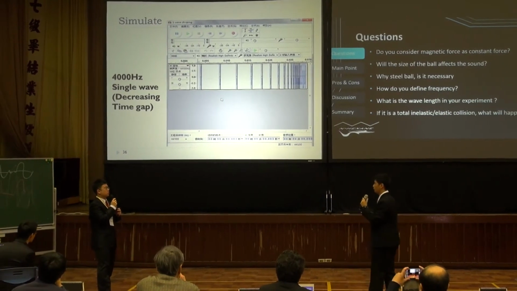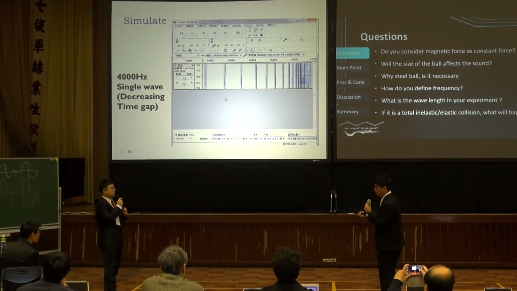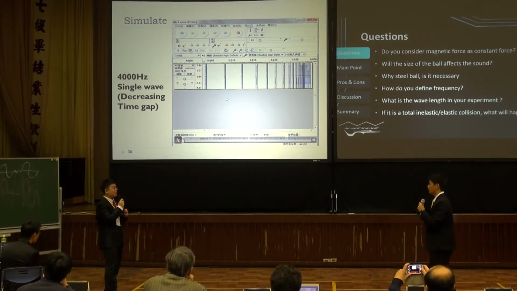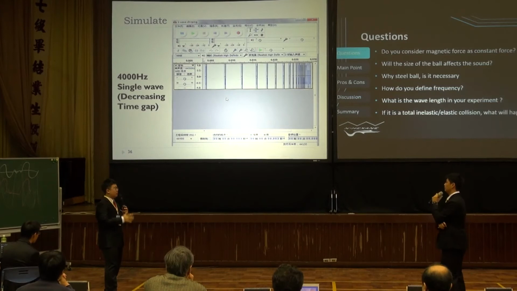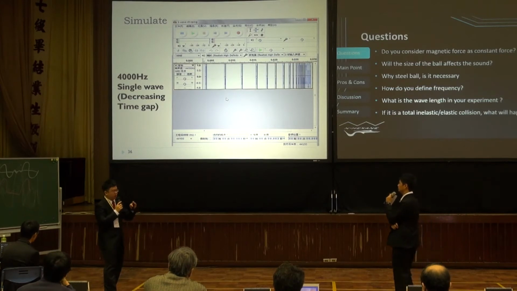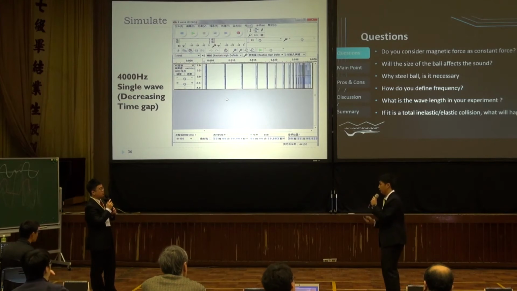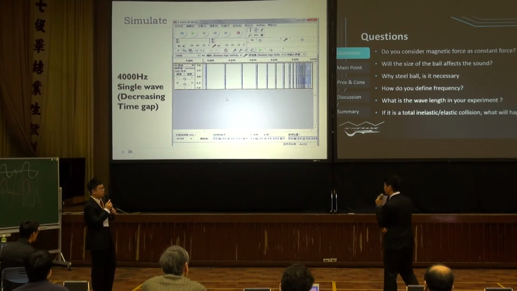So what will happen to the time gap if it is a total inelastic collision or an elastic collision? First of all, the total inelastic one, it won't. All energy is dissipated, so there won't be any. The energy is transformed into the deformation of the steel ball, so there won't be any next collision. And for the total elastic one, we believe that the time gap won't be decreasing; it will be linear. So it will be like your first simulation in your experiment. Similar. Okay, I got it.